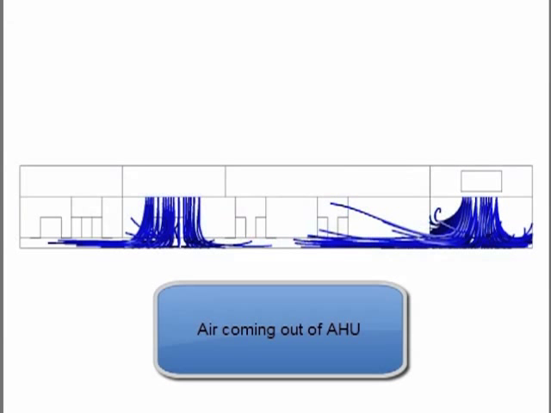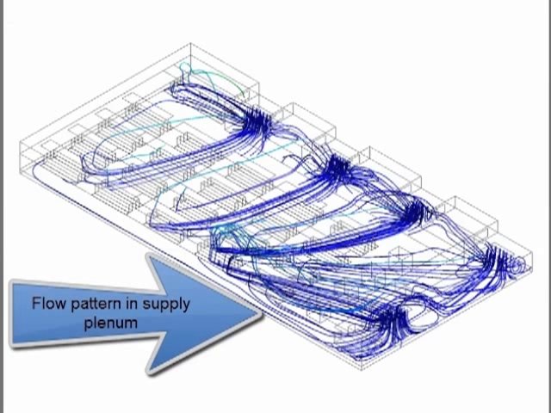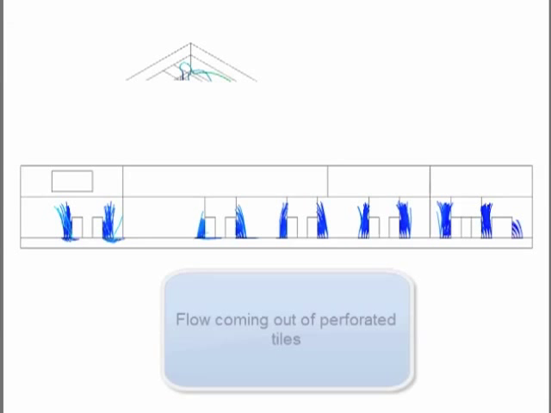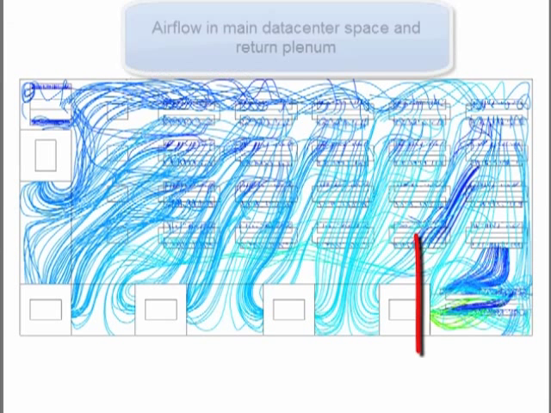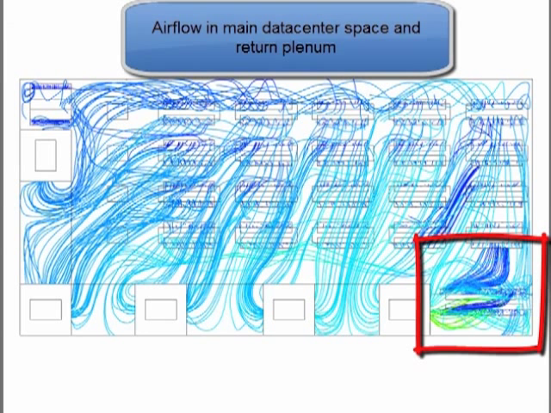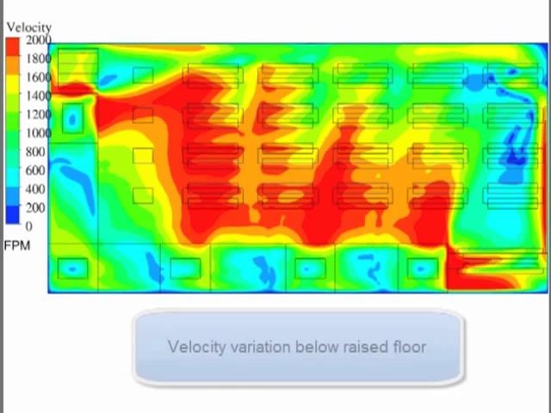We will now look into the airflow pattern. Flow pattern in the supply plenum shows how air is getting distributed after coming out of the air handling unit. We will now examine airflow inside the main space. 6 kilowatt racks at the corner had high maximum temperatures despite taking insignificant amount of air.